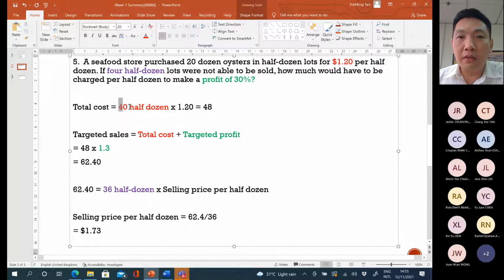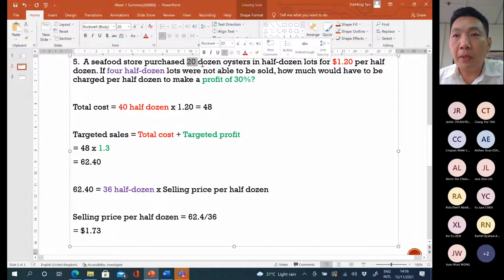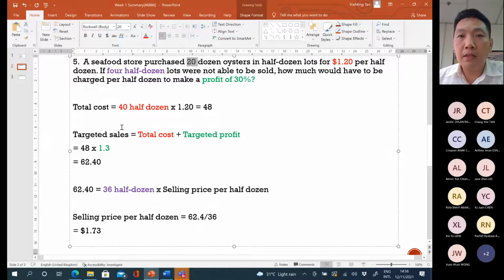This one you have to change the unit first. This 20 dozen, you need to change to half dozen because the question is looking for half dozen. So we need to convert all the measurements into half dozen. So the cost is 40 half dozen multiplied with $1.20, because this $1.20 is for half dozen. So the total cost for purchasing this 20 dozen or 40 half dozen is equal to $48.